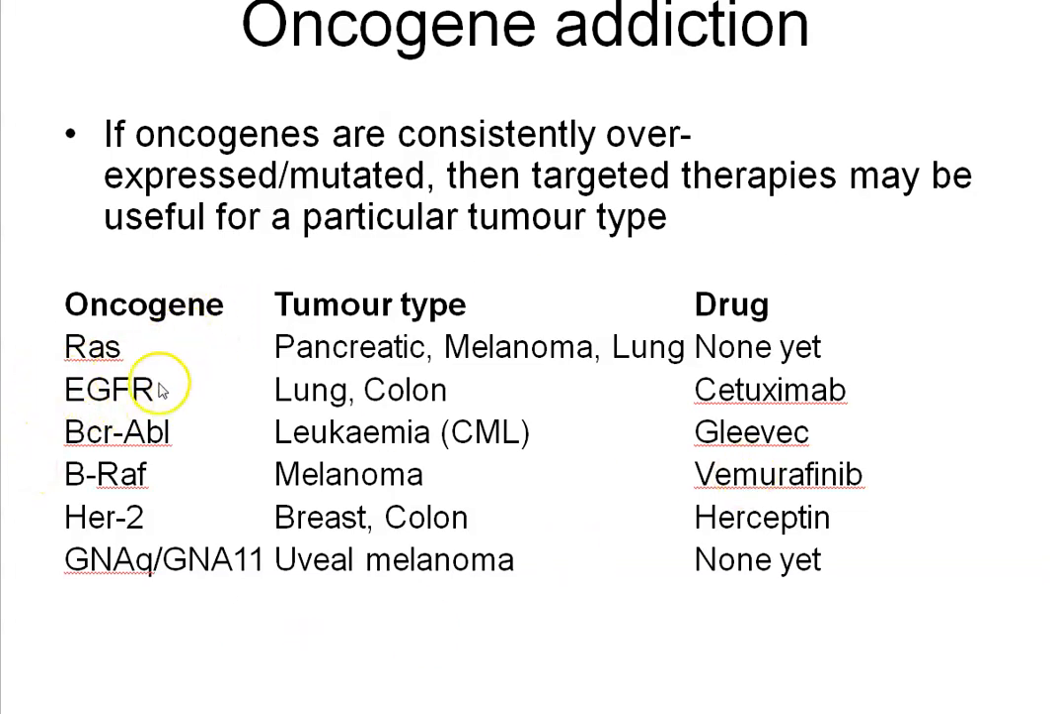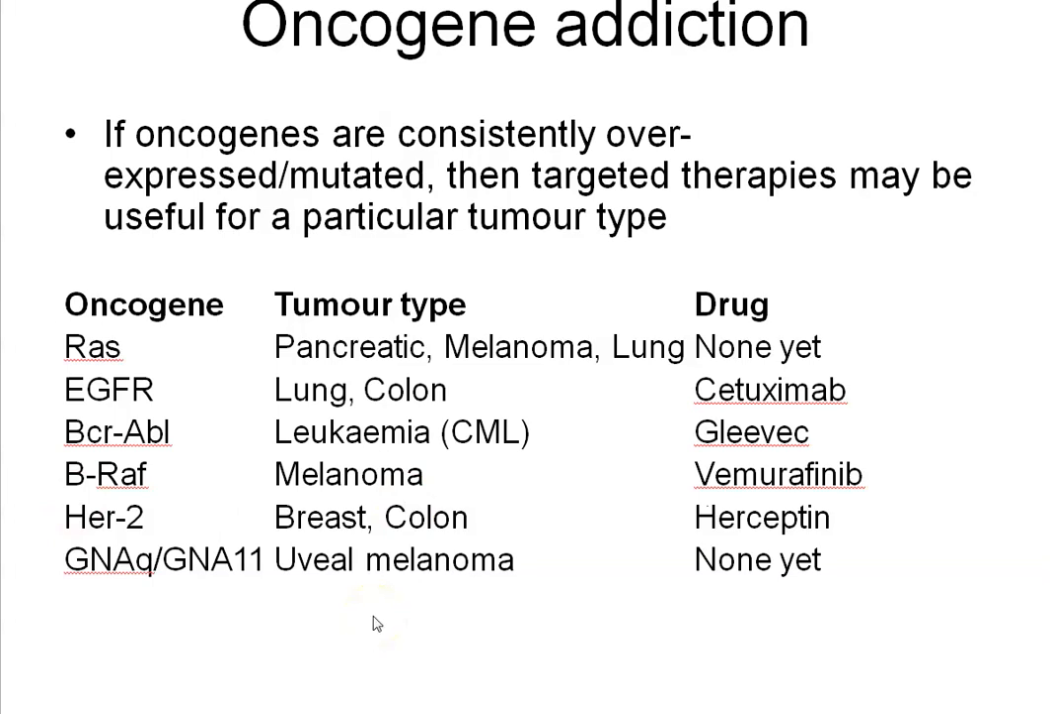So the epidermal growth factor receptor, frequently overexpressed in lung and colon cancer, and we can target that with cetuximab, which is an antibody to the EGFR. I've mentioned Gleevec already. It's a BCR-ABL inhibitor used in chronic myeloid leukemia, and BRAF, where you get mutations particularly in melanoma, and we target that with vemurafenib. HER2, a bit like epidermal growth factor receptor, is overexpressed in breast and colon, and for that the drug of choice is Herceptin or trastuzumab.